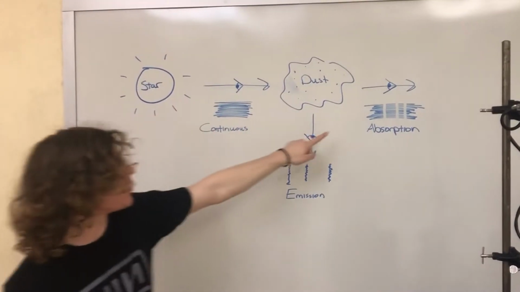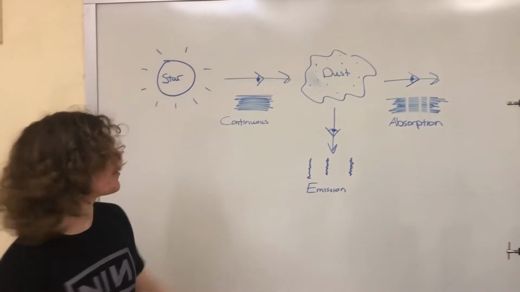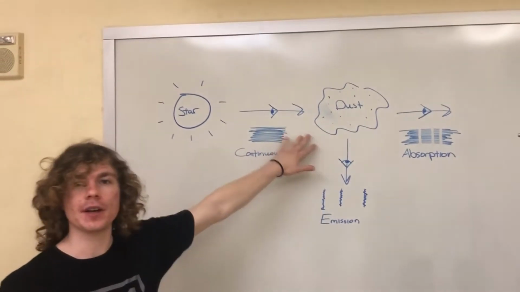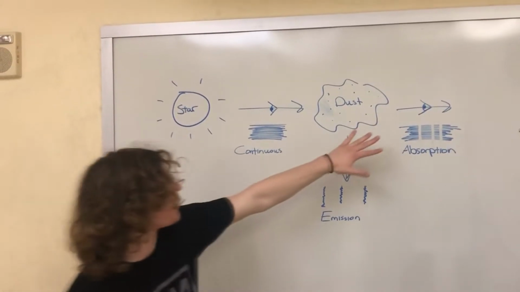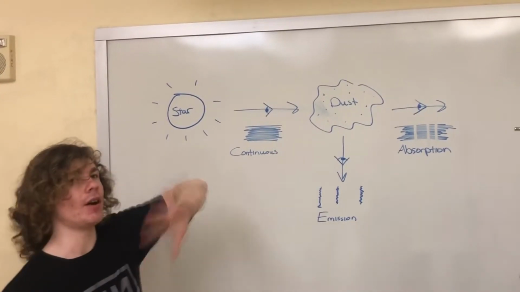But as that light interacts with, say, a field of dust, then if you look past the dust to the star, you can see what's called an absorption spectra, and that's basically different atoms and molecules in the dust cloud absorbing specific frequencies of light. And then what they do is they re-emit that light in all different directions.